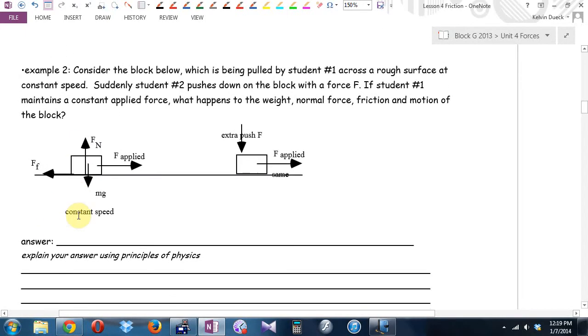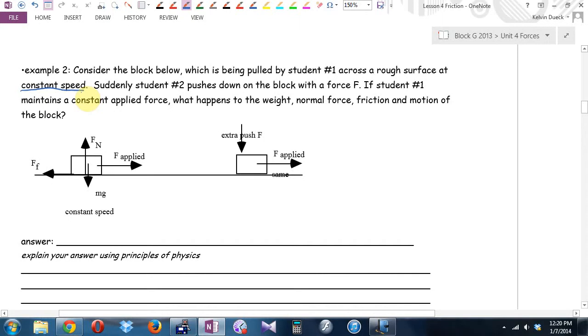Okay? So I talked about the benches in the gym. Let's suppose that you're pushing one of the benches in the gym, like example 2. So example 2 says, consider the block below. Instead of a block, let's think the benches in the gym, which is being pulled by student number 1 across a rough surface. Let's think the gym wooden floor, at constant speed. Suddenly, student number 2 pushes down on the block with a force F.